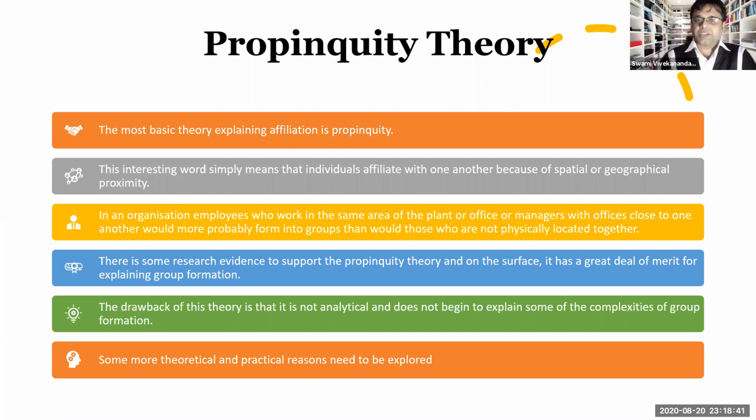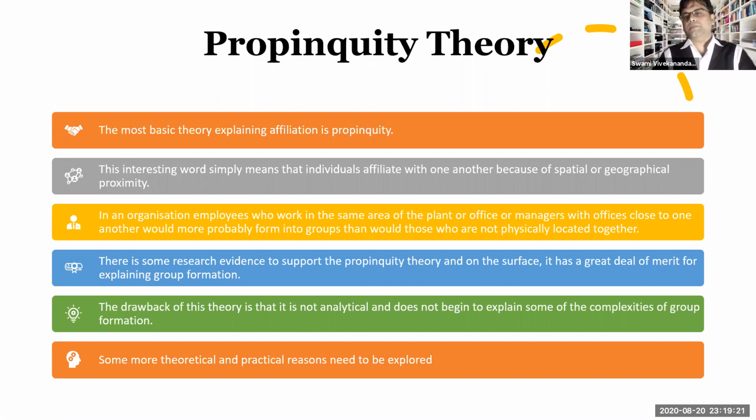This is an interesting word. It simply means that individuals affiliate with one another because of their spatial or geographical proximity. In an organization, employees who work in the same area, plant or office, or managers with offices close to one another, would more probably form a group than those who are not physically located together. There is some research evidence to support the Propinquity Theory, and on the surface it has a great deal of merit for explaining group formation.